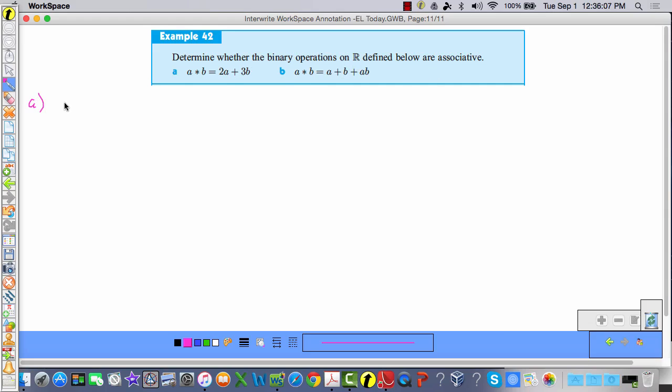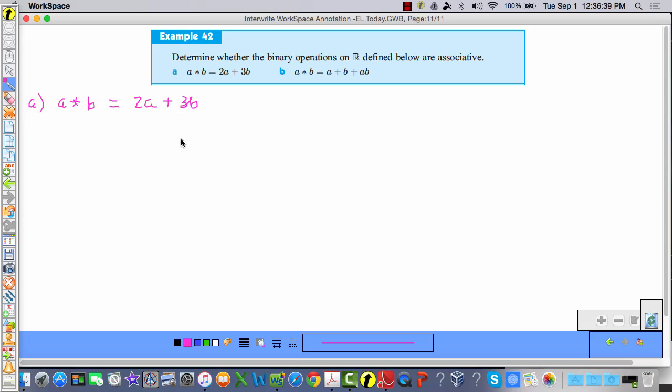So this is A star B. And it might have been a little bit easier if we used X and Y here, because this A and this B are not this A and B. These are just placeholders. So what this is saying is I take the first number or letter, and I multiply it by 2, and I take the second letter and multiply it by 3, and then I add those.